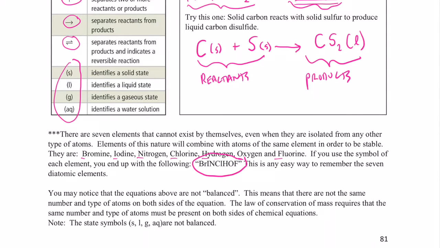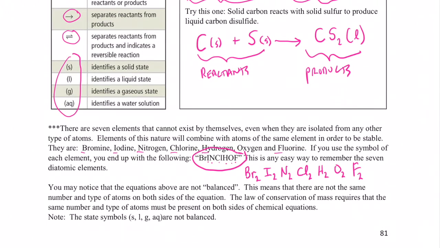Now, my high school teacher called these the Brinkelhoff elements, because they spell out, if you use the symbols, Brinkelhoff: bromine, iodine, nitrogen, chlorine, hydrogen, oxygen, fluorine. And they are all diatomic, so they would be in their elemental state Br2, I2, N2, Cl2, H2, O2, and F2. You should memorize these. Once again, an easy way to remember them is by using the acronym Brinkelhoff.